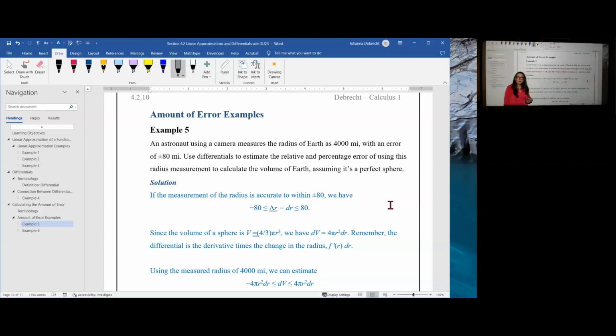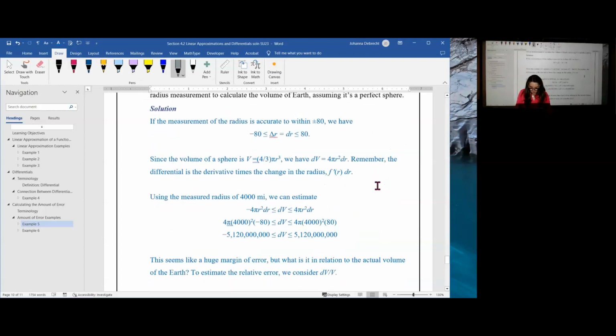What we want to compute then is the differential dv. To find dv, we take the derivative of 4/3 pi r cubed to get 4 pi r squared, and we multiply by the differential dr. This is using that formula that dy is equal to f prime of a times dx. Now that we have this, we can rewrite this formula that we have up here, but with the volume instead.